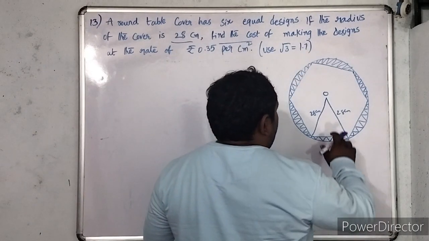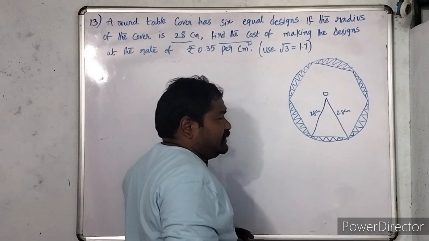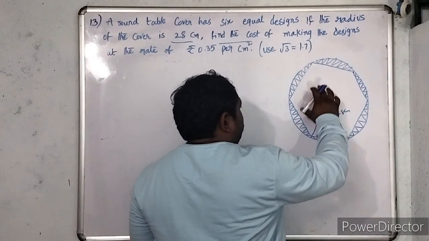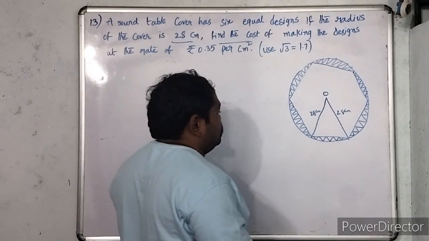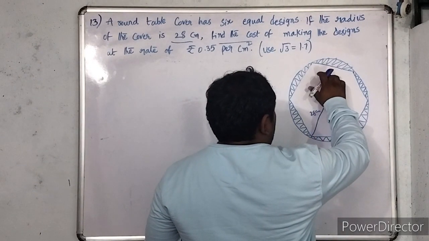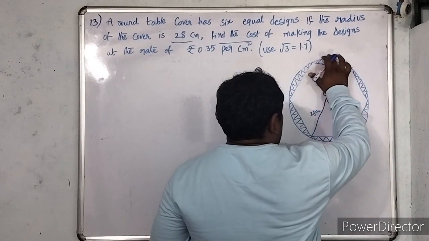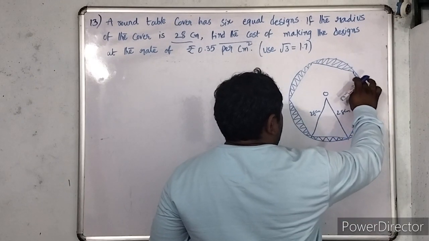Okay, first we have to calculate the area of the circle. After that, the area of this 6-faced regular hexagon. After that, if we subtract the area of the hexagon from the area of the circle, we will get the area of the remaining parts.